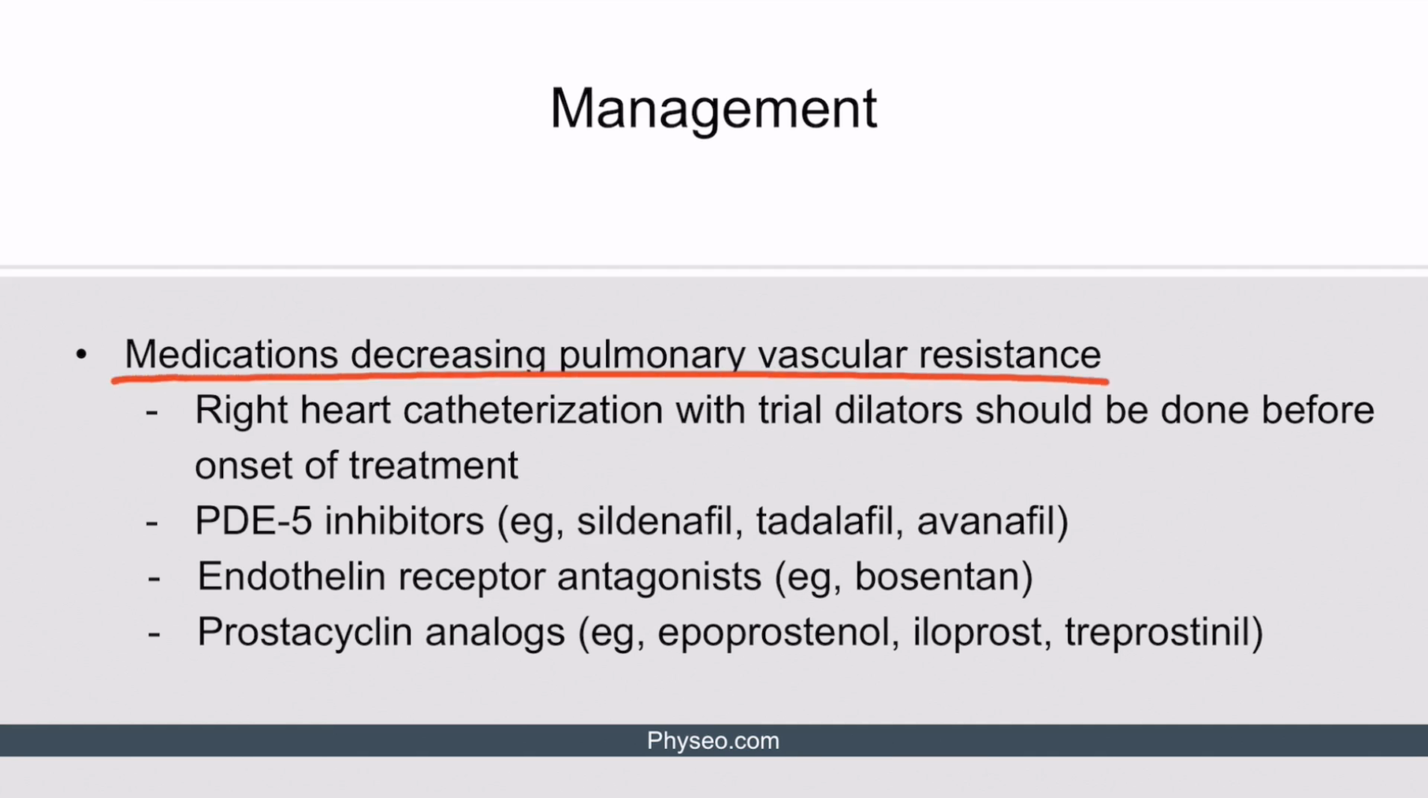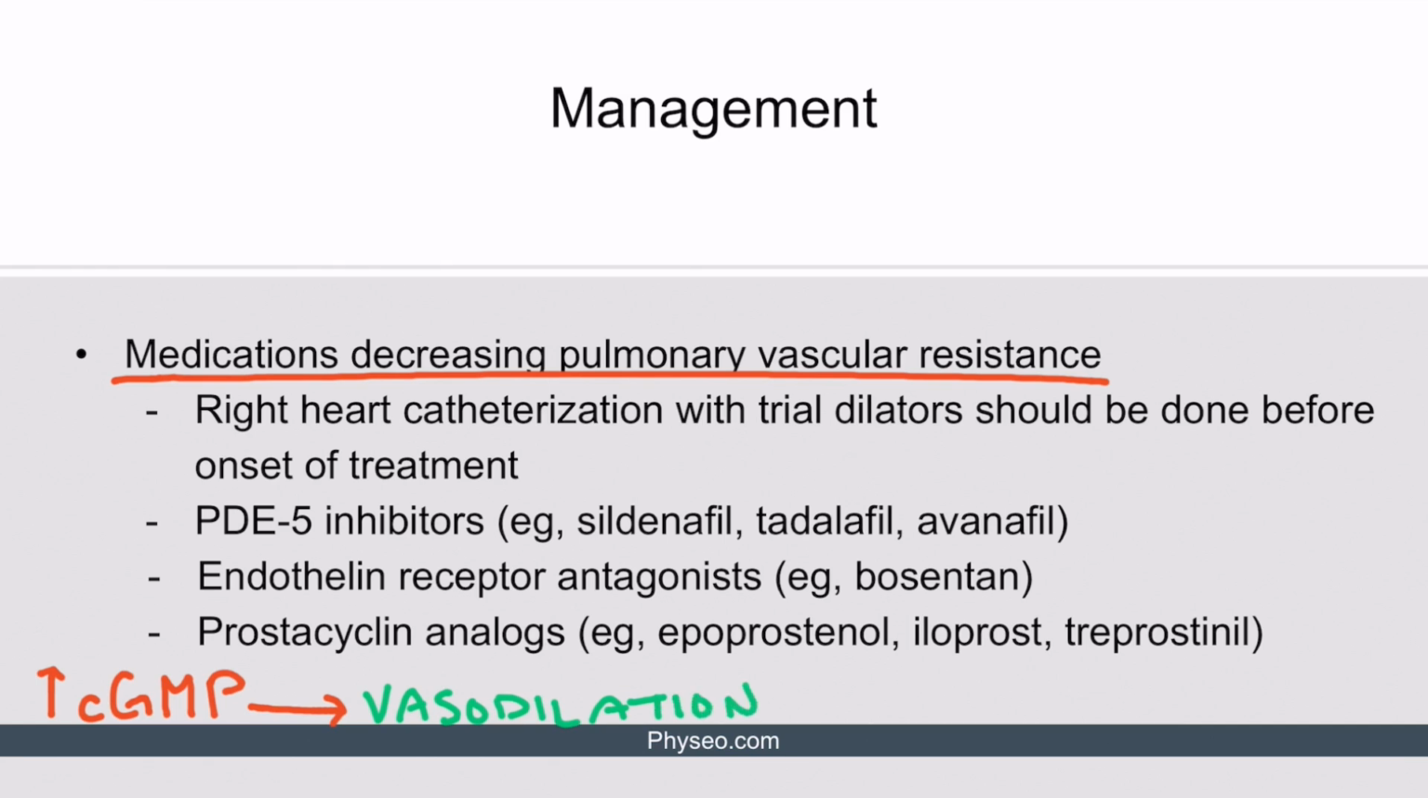Right heart catheterization with a trial of dilators should be performed before the onset of these medications. These drugs include phosphodiesterase 5 inhibitors such as sildenafil, tadalafil, and avanafil. Phosphodiesterase 5 normally breaks down cyclic GMP, a second messenger responsible for vasodilation. Inhibition of phosphodiesterase 5 will maintain high levels of cGMP that will induce vasodilation.